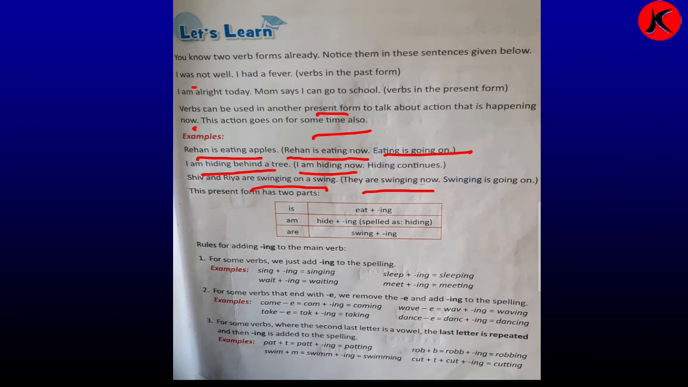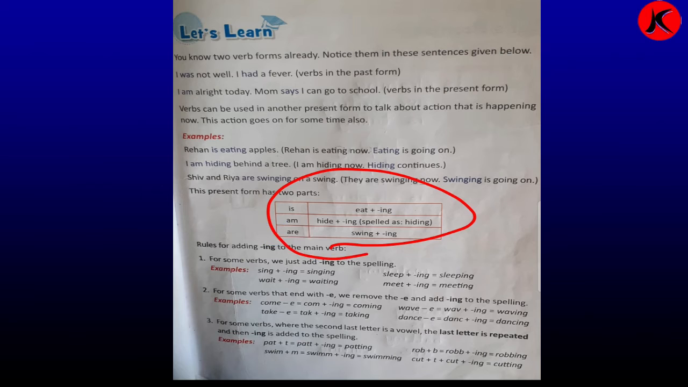This present form has two parts. ये जो present form है इसके two parts हैं. See, EAT plus ING, eating. HIDE plus ING, hiding. We have to remove E over here and write ING after D, hiding. Now swing plus ING, swinging.